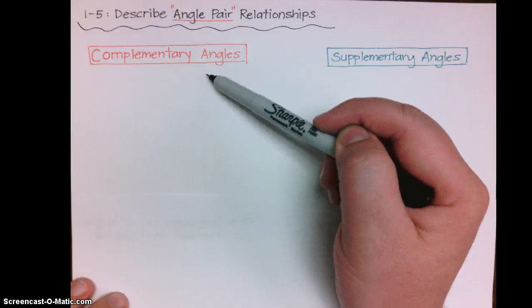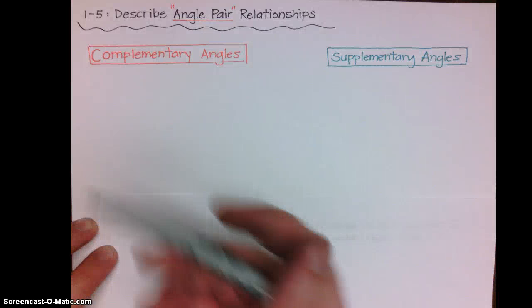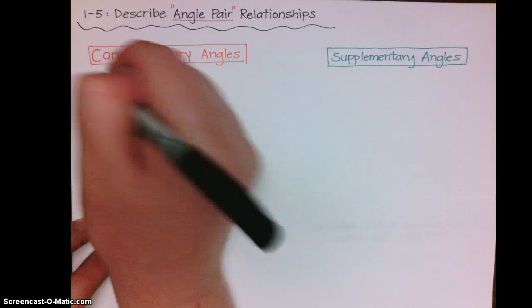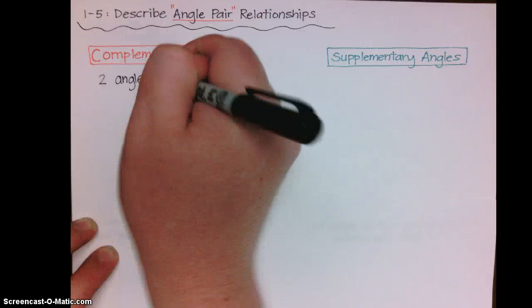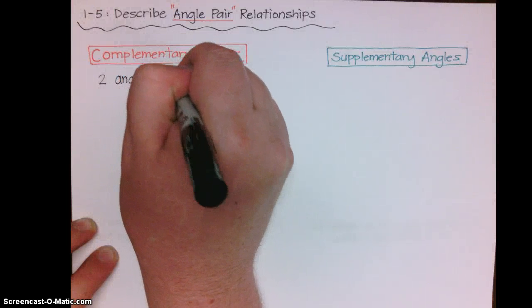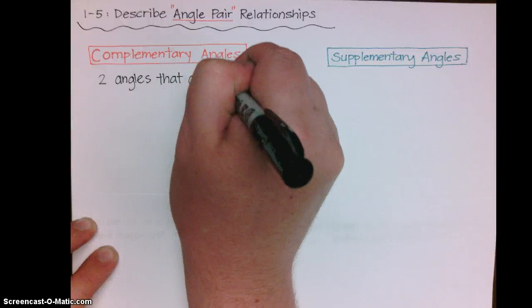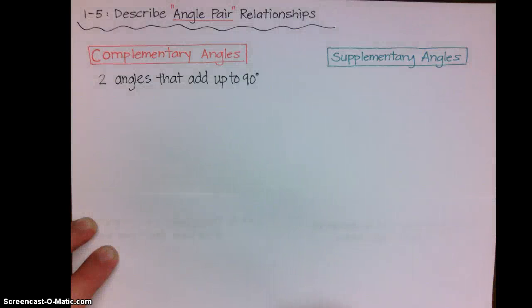And the first one is called complementary angles. And this is a term that we're going to call any angles when they add up to 90 degrees. So this is two angles that add up to 90 degrees. You may have learned this before, okay?